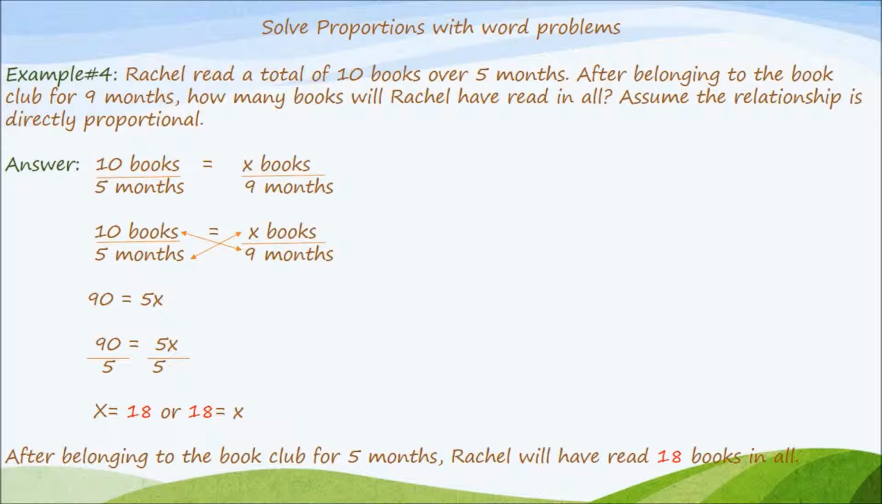Next, we'll cross multiply. So we have 10 books times the 9 months, which is equal to 90. Then we'll have 5 months times x, which is equal to 5x. Now, let's divide both sides by 5. So we'll take 90 divided by 5, which is equal to 18. We'll also take 5x divided by 5, which is equal to x. Our conclusion: after belonging to the book club for 9 months, Rachel would have read 18 books in all.